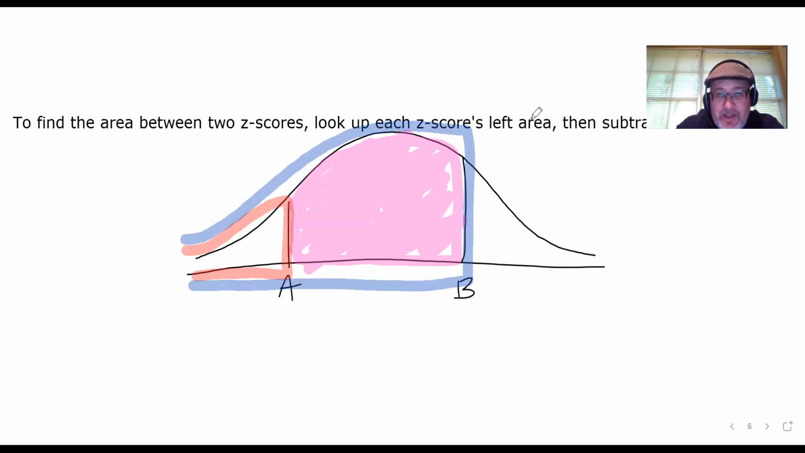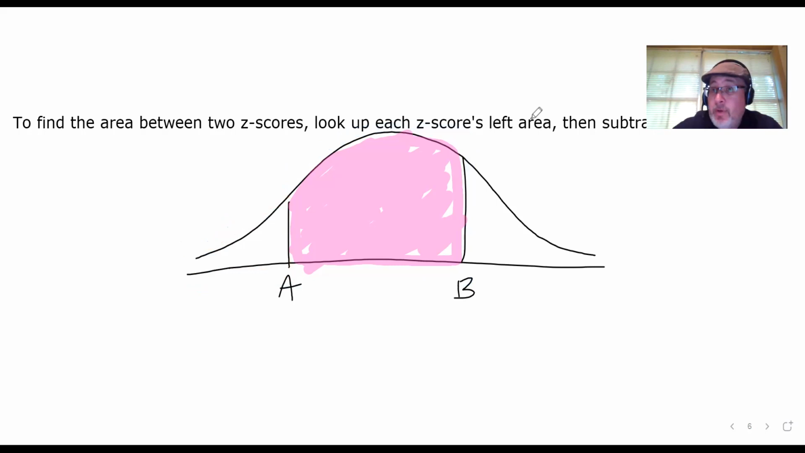If we look up B, it's the part surrounded by blue, which includes what we want, but it also includes some parts that we don't want, namely the part to the left of A. If we look up the area to the left of A, that tells us how much we don't want from the area to the left of B. So it makes sense that the area surrounded by blue minus the area surrounded in what's supposed to be red will give us the pink area in the middle. So look them up both and then subtract them.